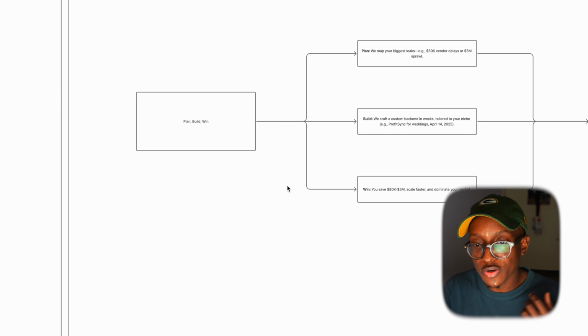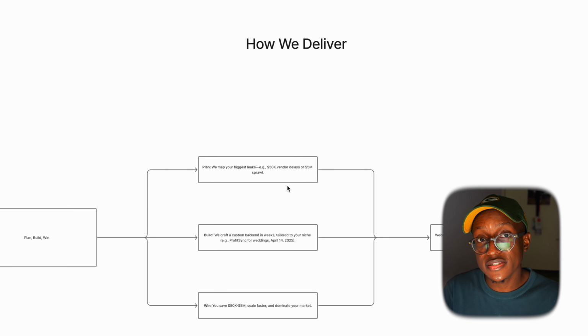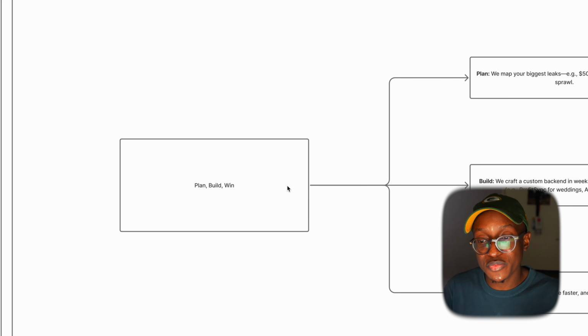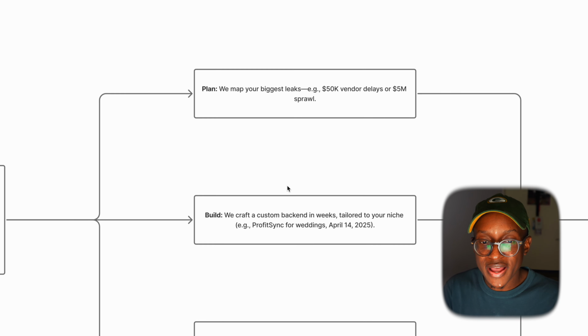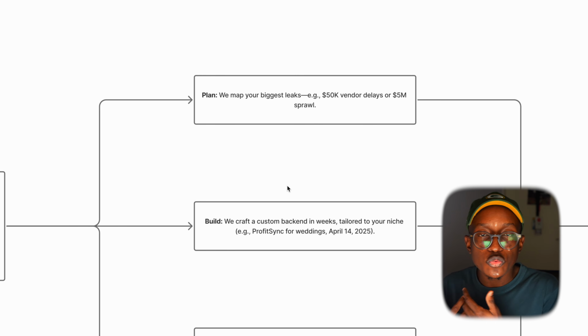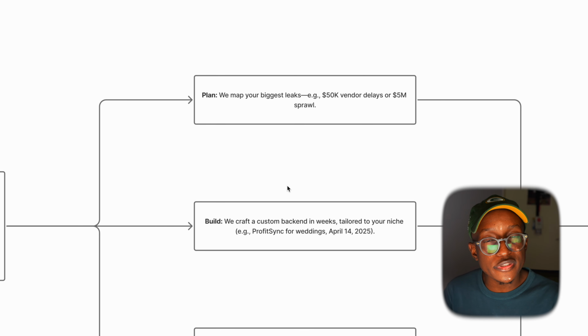And with this, we can then go into how we basically deliver this. So we go into our framework, which is plan, build, and win. With plan, we map out your biggest leaks, 50K vendor delays or 5 million worth of sprawl, and we aim to 10x that by planning. This planning process is very deeply rooted in understanding how your business functions, and not every solution may work, and that's where we go super deep in understanding how we can provide the most value for your specific business and the challenges that it may face from today and into the future.